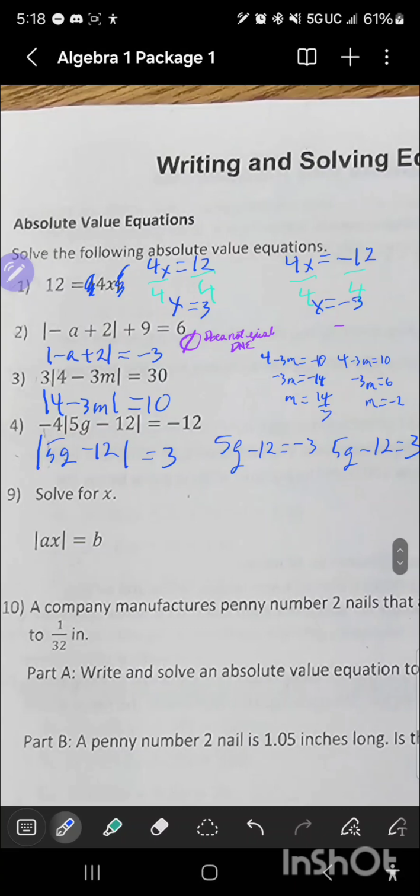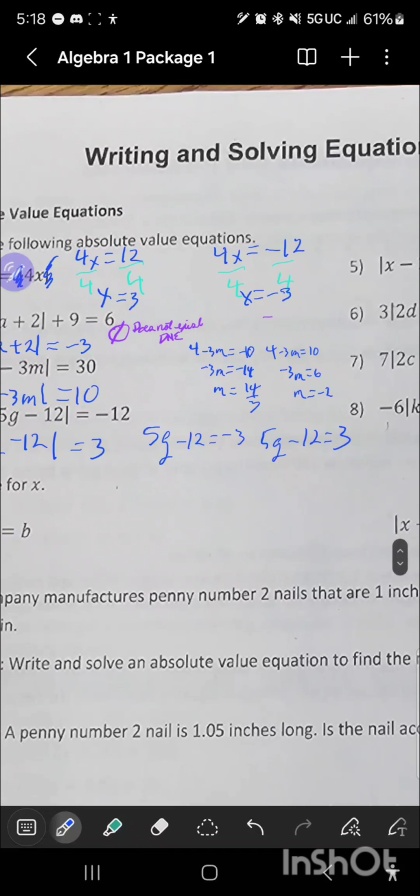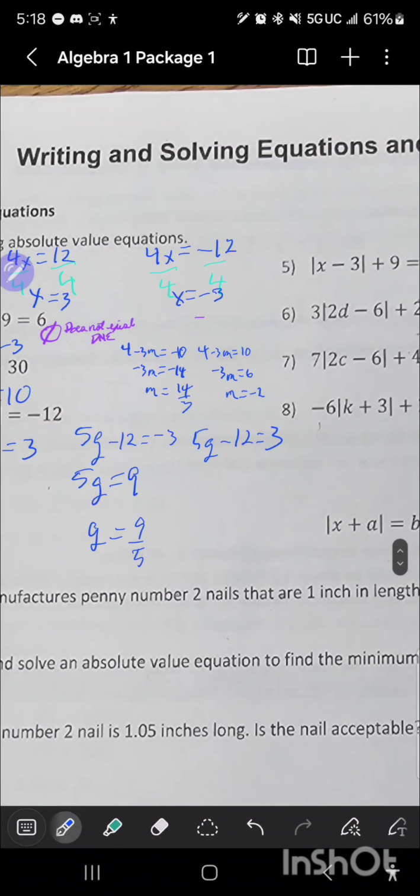So we already have our equation, so we just need to solve them. Here we first add 12 to both sides, so we can leave the variable on one side alone. So we have 5g equals 12, -3 plus 12 is 9, and then we get that g equals 9/5, since we divide by 5 on both sides.